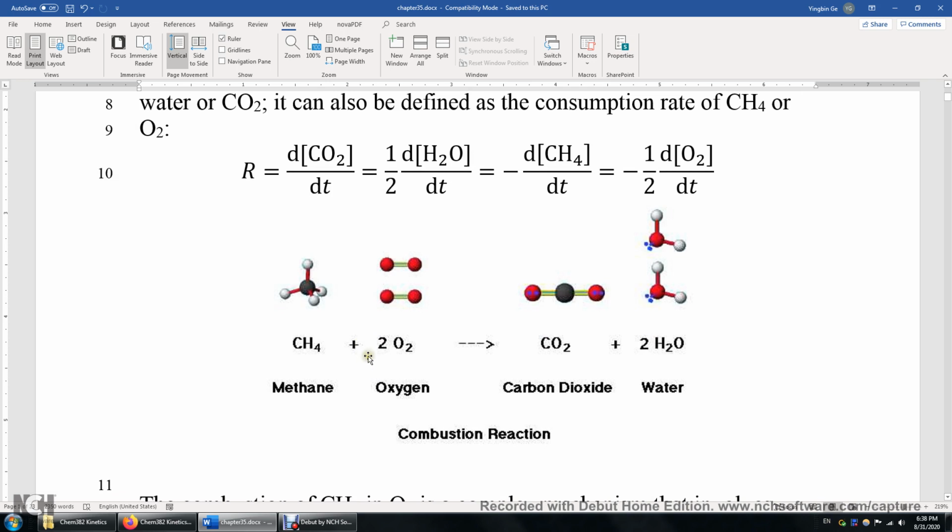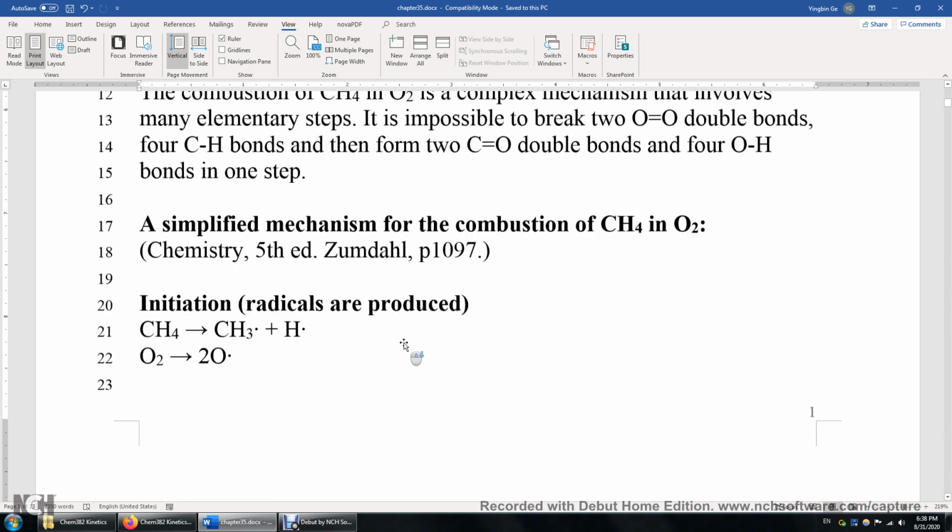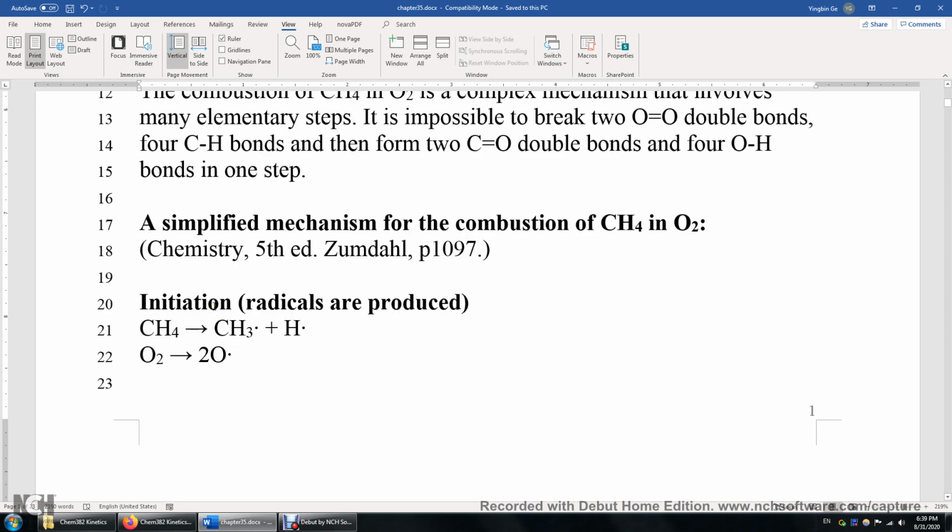Now I'm going to show you the elementary reaction steps involved in this mechanism. Initiation. Again, we have 2 reactants, CH4 and O2. And then you ignite the mixture of this methane and O2. This is what happens at first. After ignition, one CH bond is broken. And then the OO double bond can also be broken.